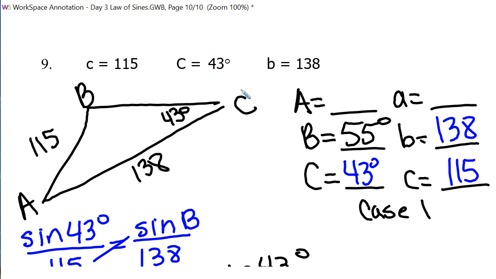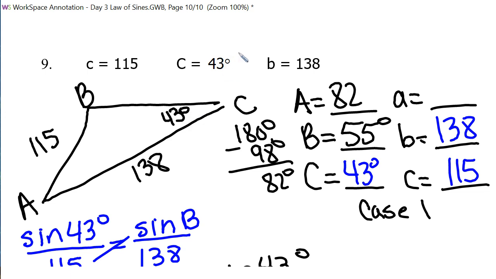So for case 1, 55 plus 43 would be 98 degrees. And what is 180 degrees minus 98 degrees? 82 degrees. And for case 2, 125 degrees plus 43 degrees is 168 degrees. And what is 180 degrees minus 168 degrees? 12 degrees.